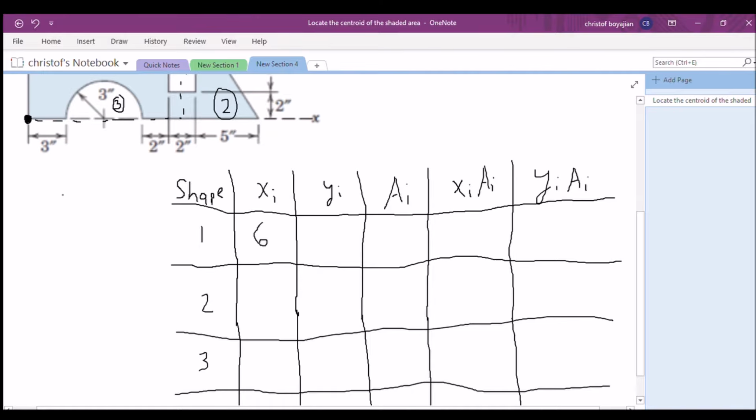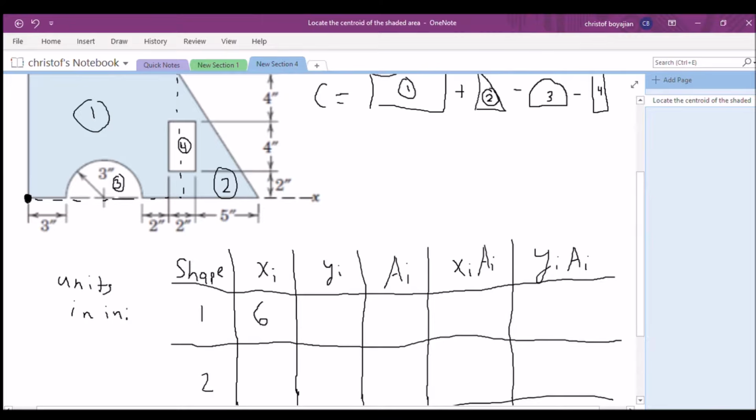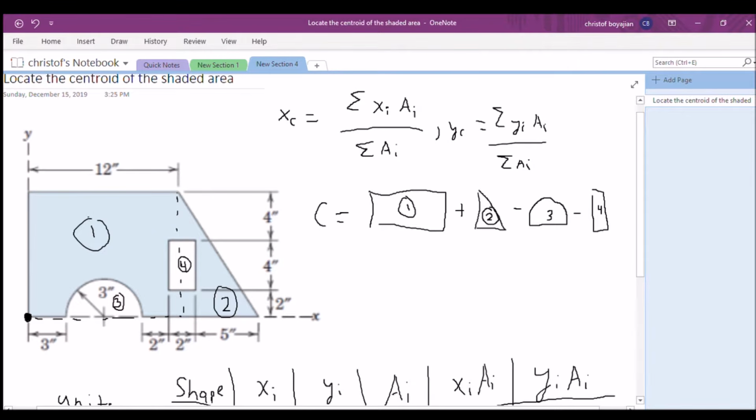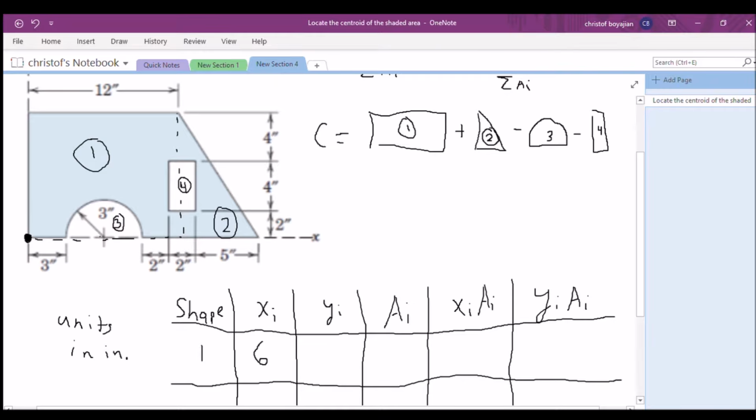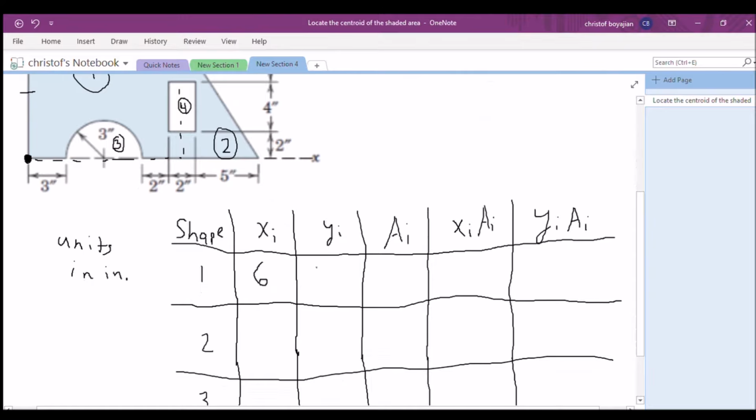So I'm going to say units in inches right there. Units in, but you know exactly what I'm saying. So that's the centroid in the x direction of this piece. Now in the y direction, it's exactly in the center of this rectangular piece. So what is this height up in the y direction? Well, we have 2 plus 4 plus 4, which is 10. So our y centroid should be 5 inches.